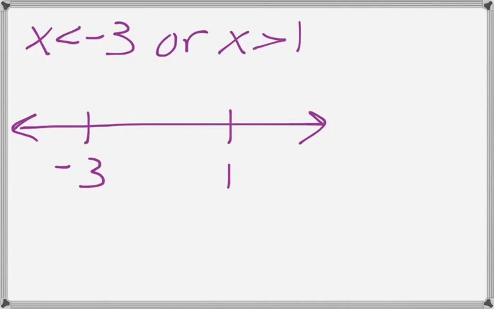So for example, the number 2 is a solution because even though it doesn't make the first inequality true, it does make the second inequality true. So any number that's less than -3 is a solution, and any number that's greater than 1 is a solution.